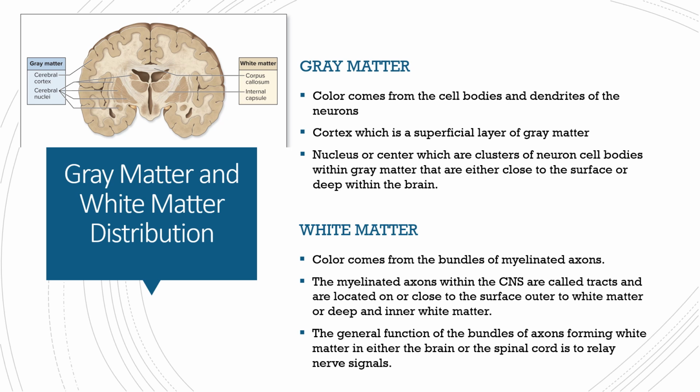White matter gets its color from bundles of myelinated axons. Bundles are also called tracts and transmit nerve signals between regions of the body. It acts as the communication network of the nervous system, facilitating rapid transmission of information. Functionally, gray matter is where processing of information occurs, and white matter relays nerve signals between brain regions.